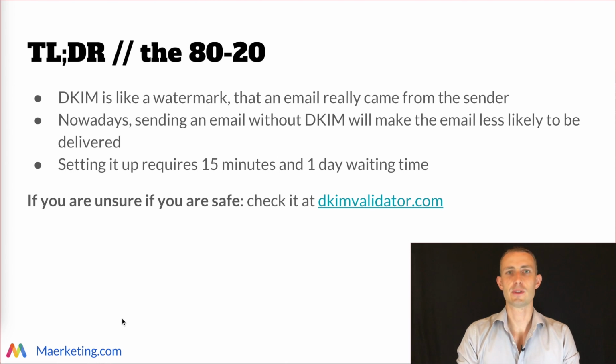The only problem comes when you set up your own email domain, which is good in order to have a nice looking email address, something that you want, for example, till@maerketing.com. If you want to set up your own email domain, you also need to set up your own DKIM records. And finally, it's not that painful. It only takes 15 minutes to set up, and then you have to wait around a day.